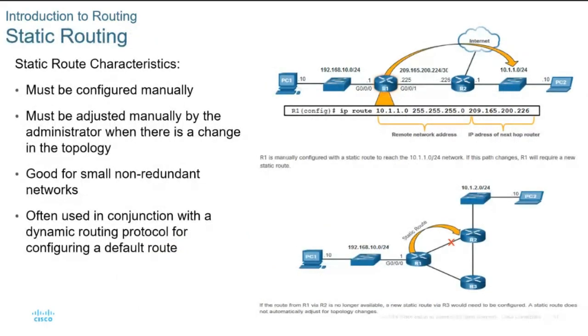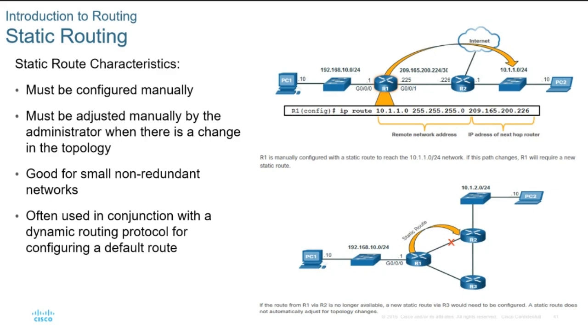So the static route characteristics. Our router can learn about remote networks in one of two ways: manually or dynamically. If manually, the remote networks are manually entered. If dynamically, they are automatically learned using a dynamic routing protocol.